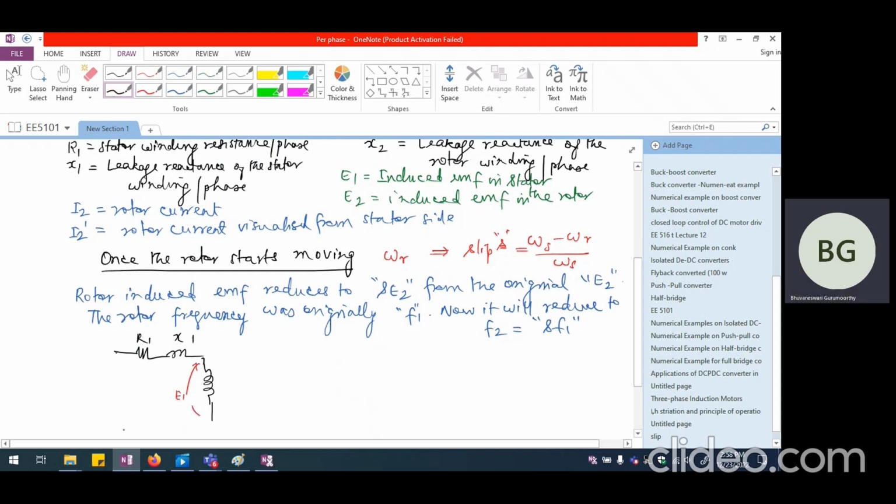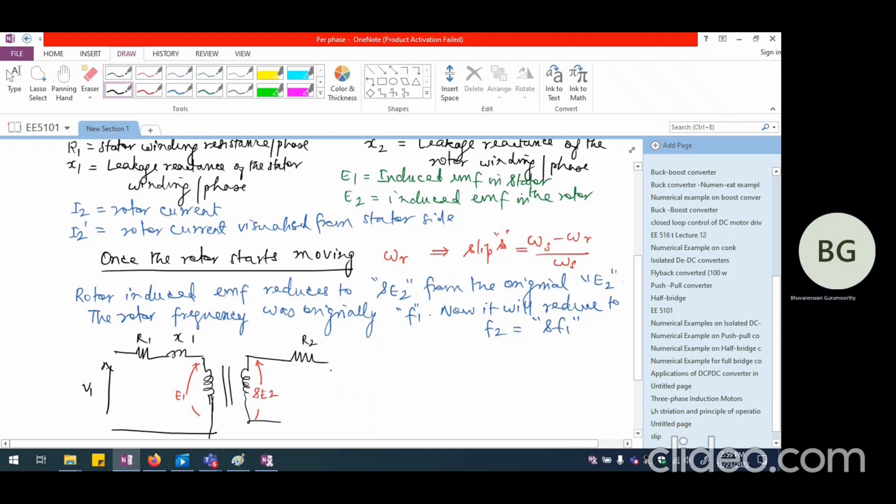And this is the applied voltage V1. And we are going to have this as the secondary side voltage. Now the voltage has become S times E2. The voltage has reduced to S times E2 because the rotor has started rotating. Now we are going to have R2. Now the frequency has also changed. Originally it was F1. Now it has become S times F1.